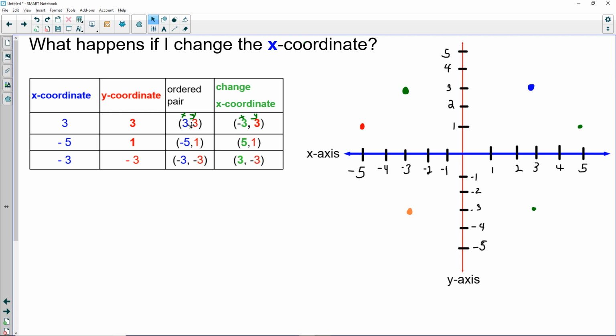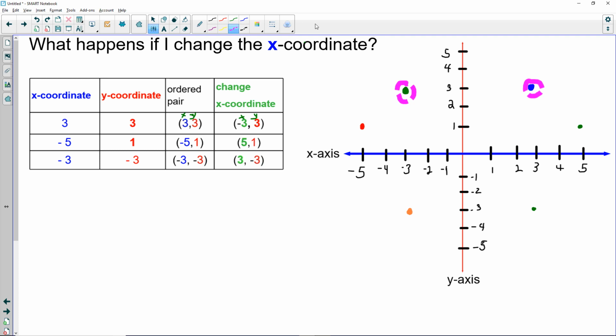Remember our first point when we started? 3, 3. Let me circle that. So this is where we started, 3, 3, and then we changed the x to a -3 instead of positive, but we kept our y, and then this was the point that was created. The original point reflected across the y-axis. We started here, and when we change the x coordinate, it reflects across the y.